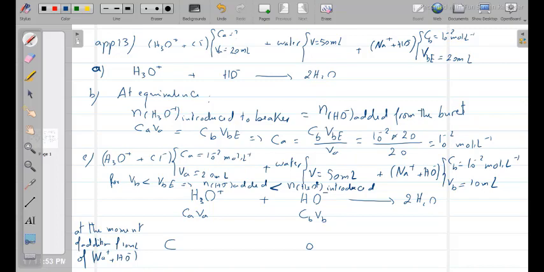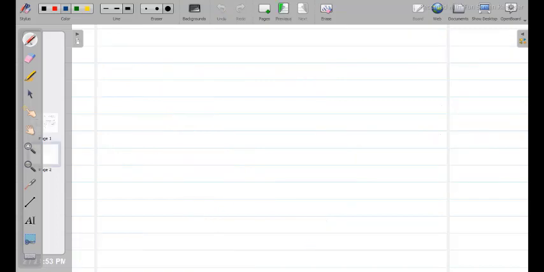minus number of mole reacted, which is equal to CbVb. Then CaVa, number of mole of H3O+ added, minus number of mole reacted. Number of mole reacted equals number of mole of base added CbVb. Then number of mole H3O+ left equals CaVa minus CbVb. This is the number of mole of H3O+ left. We calculate the concentration of H3O+ left equal number of mole of H3O+ over V total equal CaVa minus CbVb over V total.